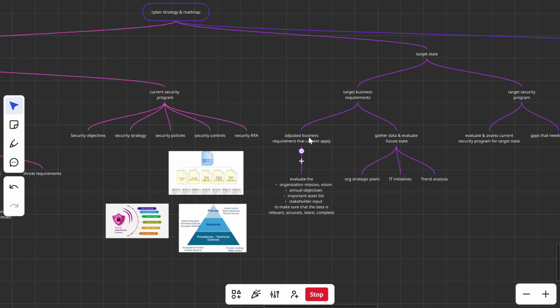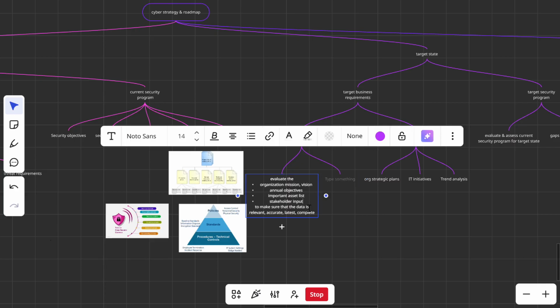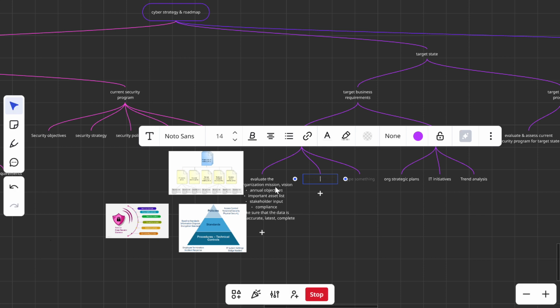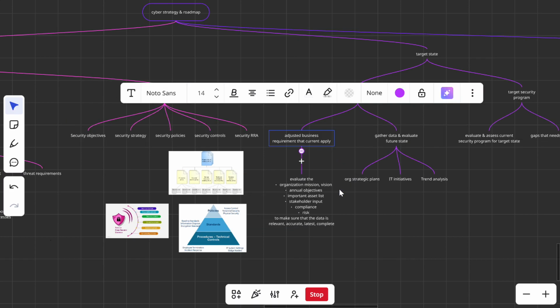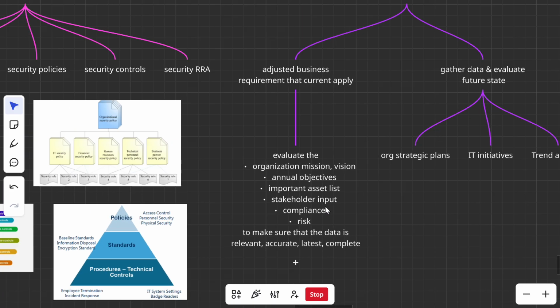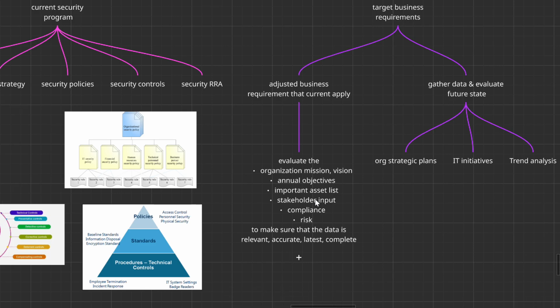In the adjustment, well, we have already gathered data about the mission, about the objectives, about the assets, about the stakeholder, about compliance. It applies far more actually. So compliance, risk. So we are going to gather data. We are going to evaluate. What do I mean by evaluate?